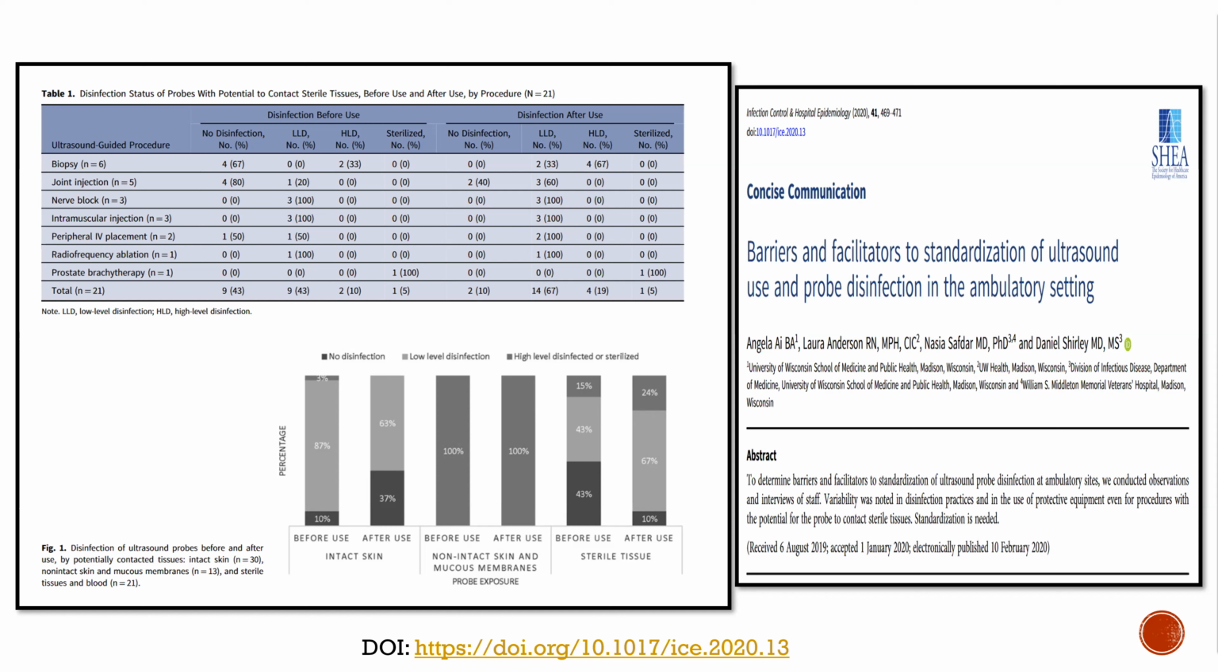So again, it has some really good information for us to take away and maybe consider using in our own areas. Table 1, which is the bigger box there with the table on it, provides information on the ultrasound probes with the potential to have contact with sterile tissue. And I think it's interesting that most of those went under just low-level disinfection, so 43%, or no disinfection, which was again 43%, before they were used.